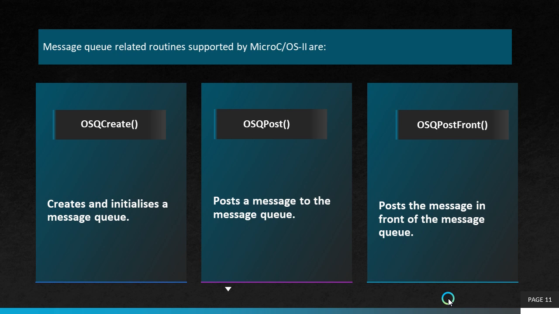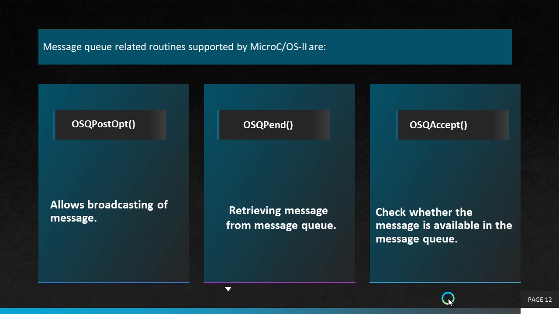Then the next related routine here is OSQPostFront. It is somewhat similar to OSQPost, except that the message is posted in front of the message queue. As the name suggests, it posts the message in front of the message queue. Then the next one is OSQPostOpt. It is similar to OSQPost, and it allows the broadcasting of the message to all the tasks, which is similar to OSMboxPostOpt.